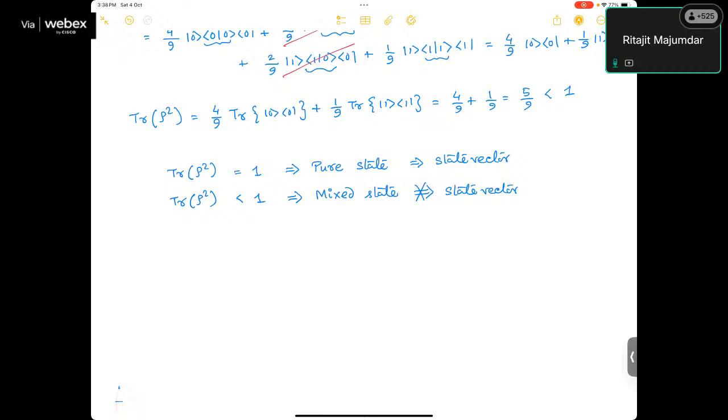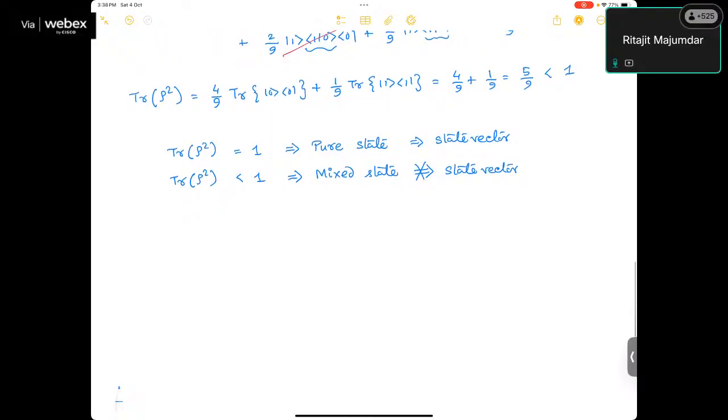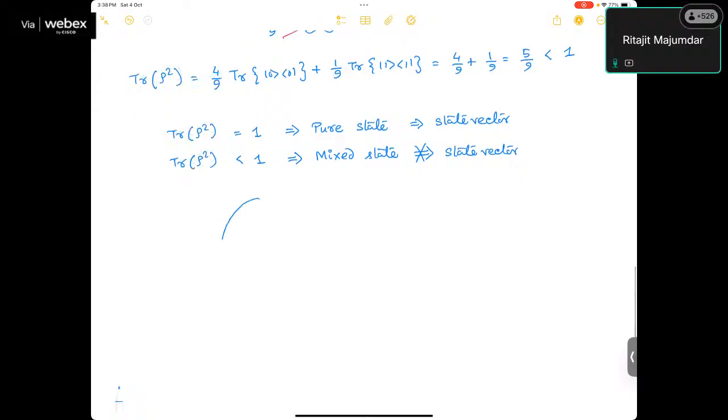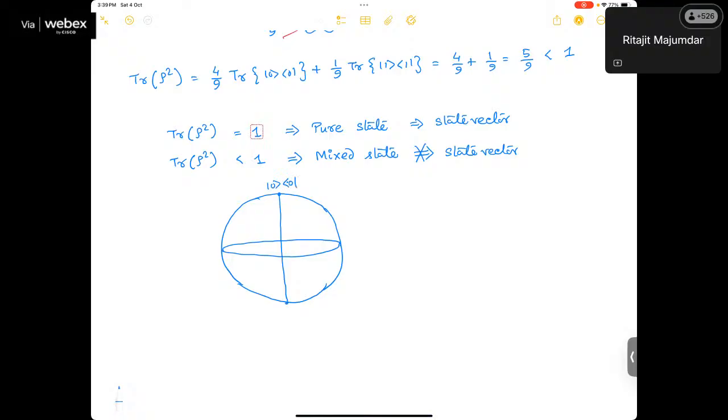In terms of the Bloch sphere, I won't go into the details of how the Bloch sphere is created. It will take up a lot of time, and we will diverge from decoherence and Kraus operators and all of those parts. But we know that a density matrix can always be represented on a Bloch sphere. Say this is |0>, this is |1>, and this is the equatorial plane.